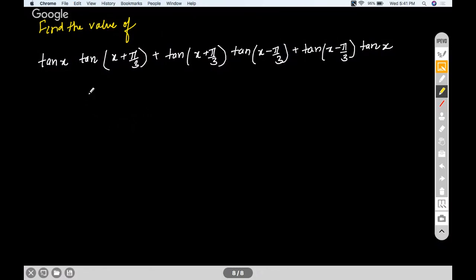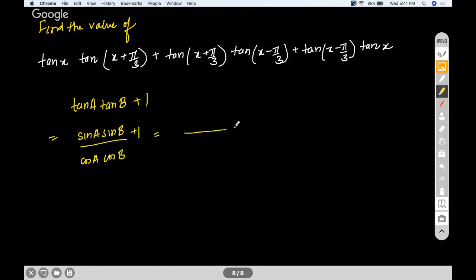This is a very good problem actually. If you do this operation, which I gave you a hint to do, tan A tan B plus 1, you realize you get sin A sin B by cos A cos B plus 1. Correct? If you take the LCM of cos A cos B, you get sin A sin B plus cos A cos B. This clearly is the formula of cos A minus B by cos A cos B.